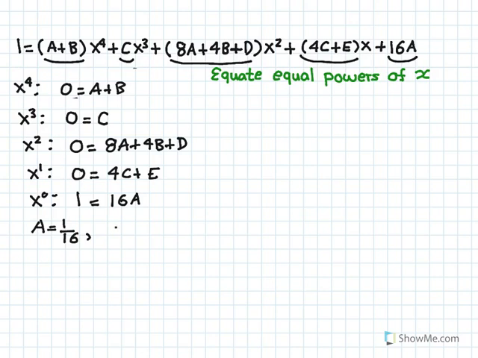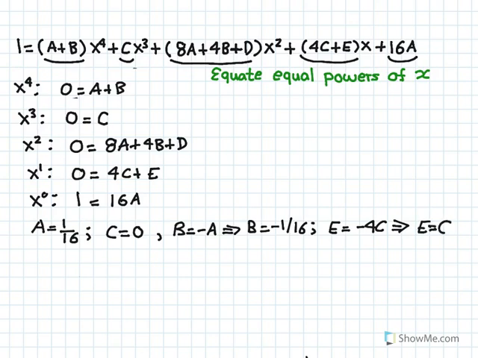The second equation gives us c is equal to 0. And the first equation gives us b is equal to minus a. That means b is equal to minus 1 over 16. And the fourth equation gives us e is equal to negative 4c. But we already know that c is equal to 0. That means e is equal to 0.